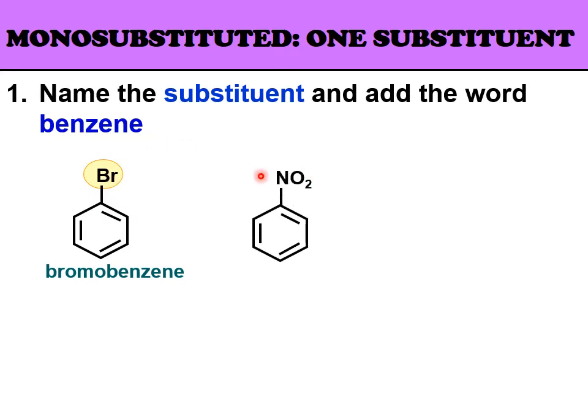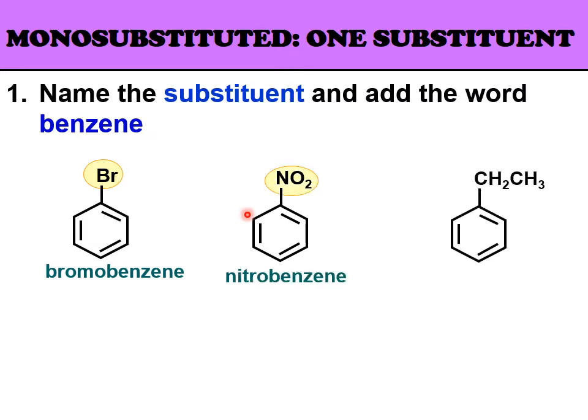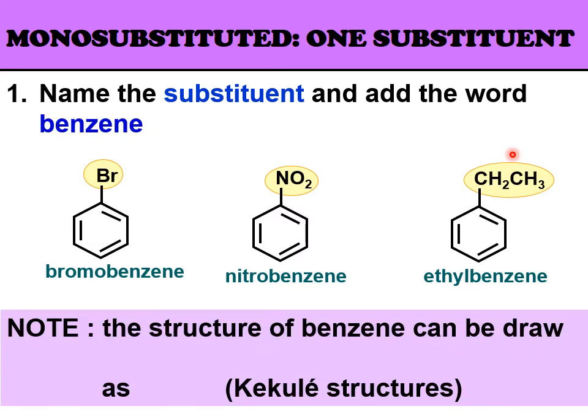And then the NO2 will be named as nitrobenzene. And CH2CH3 is our ethyl, so it is ethylbenzene. So remember, when there's only one substituent, we don't have to add the numbering 1 because the carbon attached to the substituent is always labeled as carbon 1. So it's not necessary to put a 1 in the IUPAC nomenclature. And sometimes the structure of the benzene can also be drawn as a circular structure within the hexagon shape.